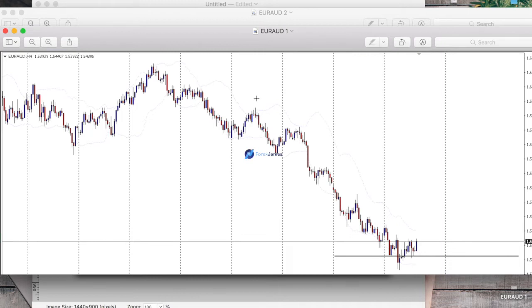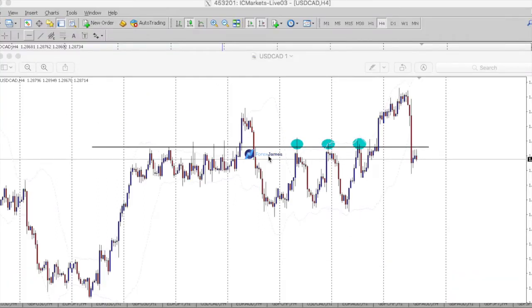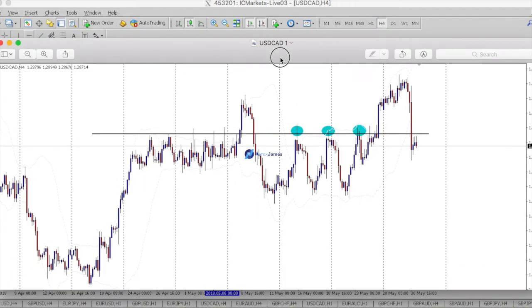So let's move on to the next example. Here is a screenshot of the dollar CAD. This is the H4 as well, and I've marked this horizontal line across. What happens here is that price tries to push to the upside. There's a ceiling here, pretty strong. Look how many times it tries to pierce through it but failed. And then this fake out happens.